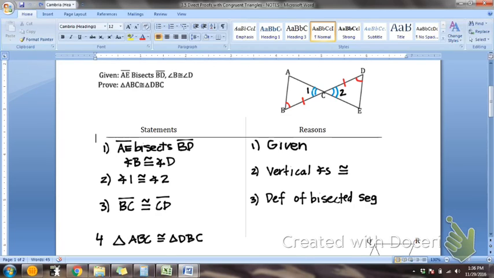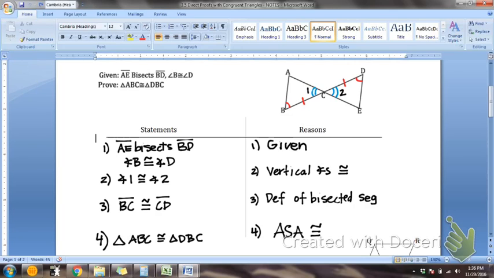So we are able to say that we are now finished. This is step number 4. I have said enough information to say that my triangles are congruent. So I'm going to say angle, side, angle congruency. And this is finished. We're done.